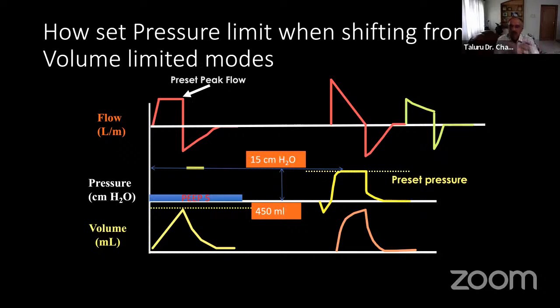So when you change from volume to pressure, you use that pressure, and once you set that pressure, that tidal volume will be generated. This is how you change over from volume to pressure, to set the pressure, either for pressure support or pressure control. That is how you set it.